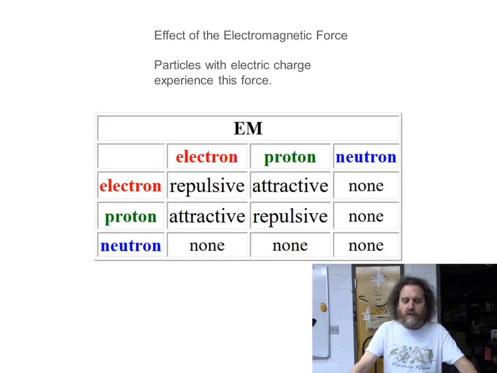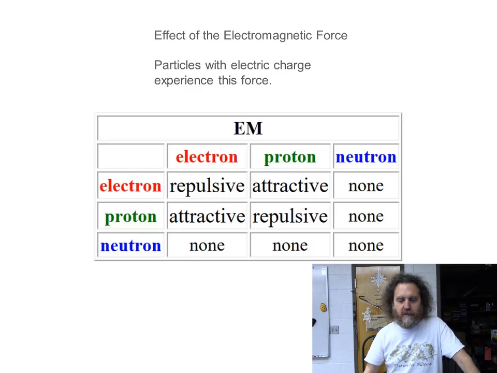So this table summarizes the nature of that EM force between different objects. Electrons repel other electrons, protons repel other protons, and protons and electrons attract each other. Electrons attract protons, protons attract electrons, and neutrons don't interact through that force with any of the particles because they don't have that property called electric charge.